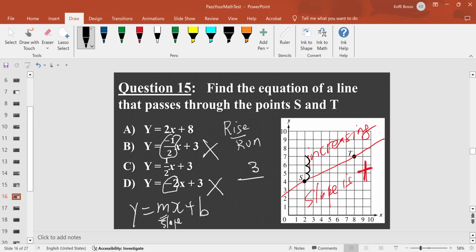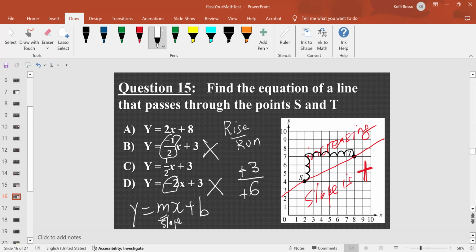Then you move right to reach the point T: 1, 2, 3, 4, 5, 6. You move 6 units to the right, and that 6 is the run. Always have the rise on top and the run on the bottom. When you move up, it's positive; you move down, it's negative. Move left, negative; move right, positive. Here, everything is positive, so 3/6 represents the slope.